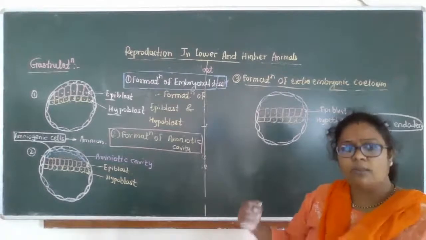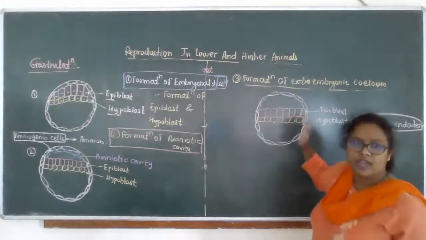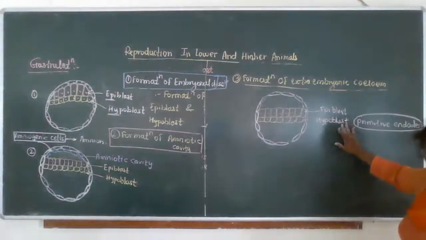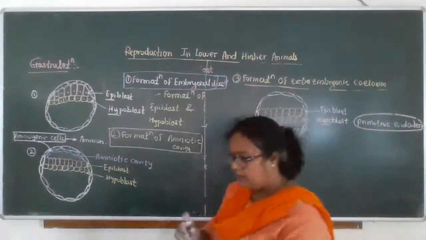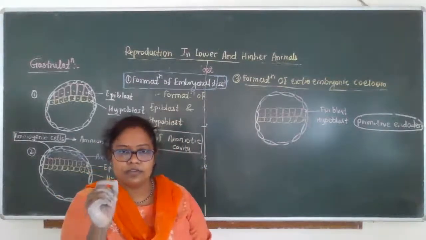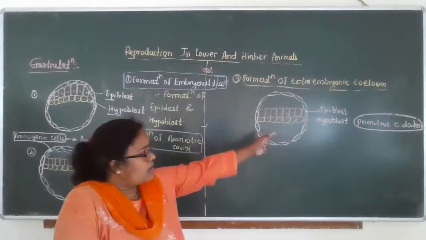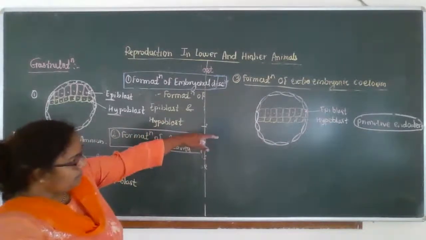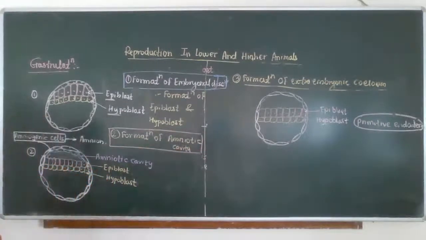So how do they get formed? Here there are two types of cells, the epiblast and the hypoblast. From the hypoblast, the first germ layer will be formed, that is the primitive endoderm. Mind that this question can also be asked in NEET: which germ layer is formed first during embryonic development? That is the hypoblast. From the hypoblast, the primitive endoderm gets formed.